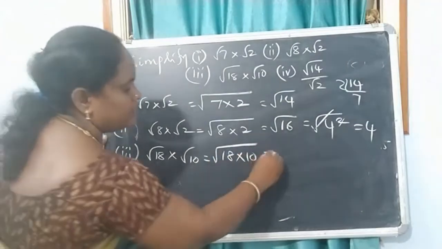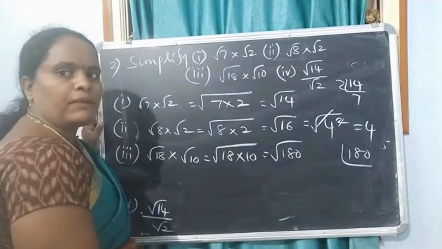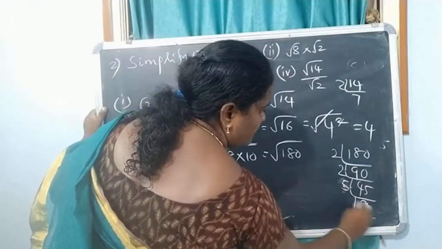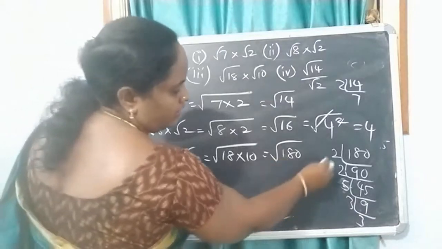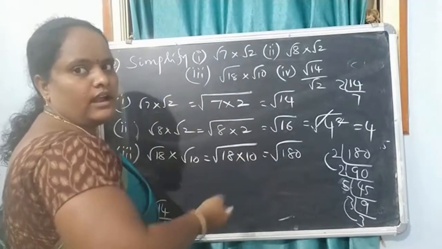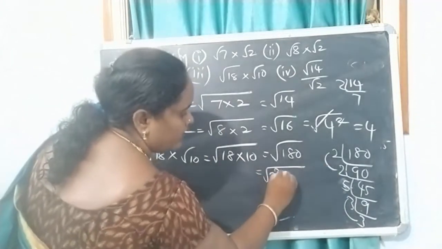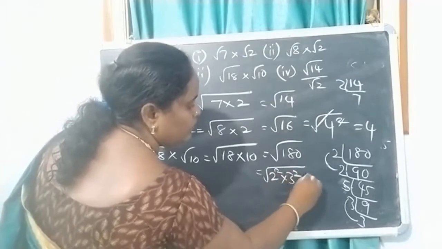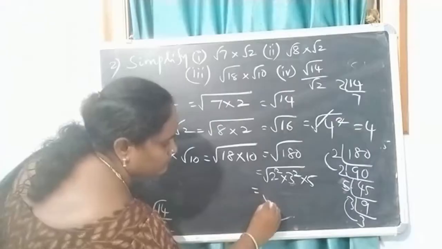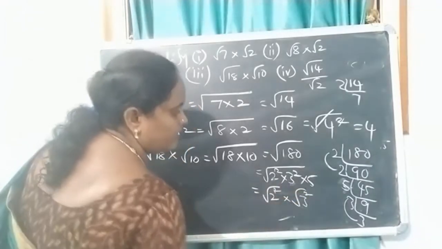That is root 180. But here, if we divide 180 with the prime numbers, 2 90, 2 45, 5 9, 3 3. So in 180 there are two 2s and two 3s. The order is square root, square is the order. So two same numbers are there. So this can be written as 2 square into 3 square into 5. When perfect squares are there, separate the roots like this: square root of 2 square into square root of 3 square into root 5.